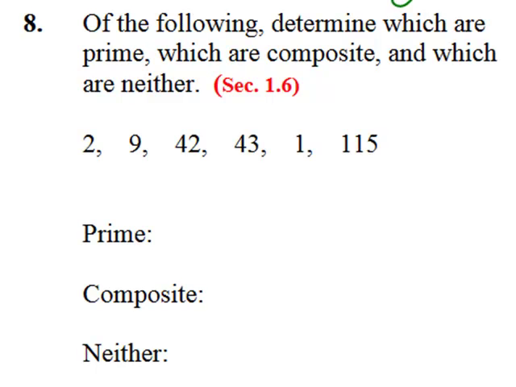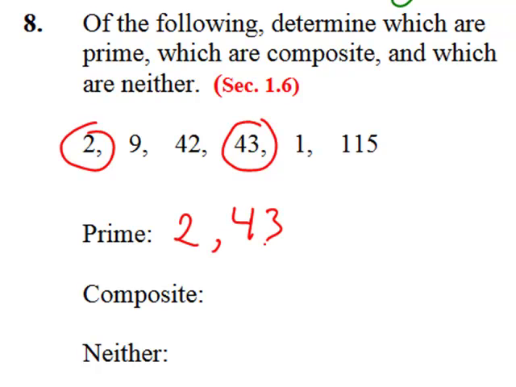Number 8. Of the following numbers, determine which are prime, composite, or neither. The prime numbers are the ones that are divisible by 1 and itself only. And I know that 2 divides by itself only, 1 times 2, and 43 the same thing, 1 times 43. So those numbers are prime, 2 and 43.